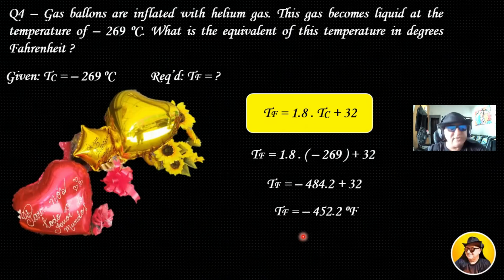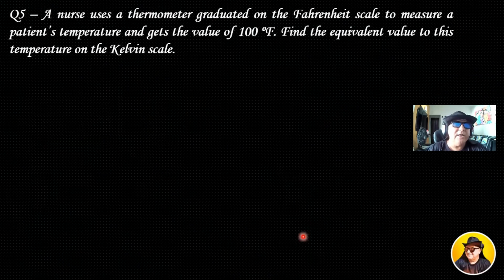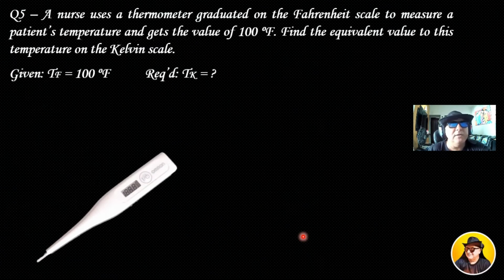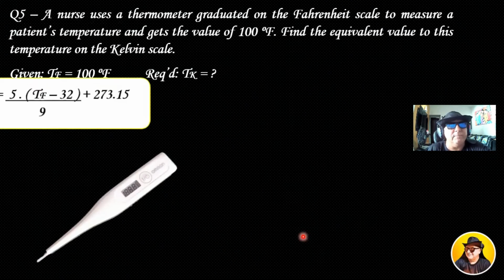Let's go. So far, so good. Let's see question number 5. Here it is. A nurse uses a thermometer graduated on the Fahrenheit scale to measure a patient's temperature and gets the value of 100 degrees Fahrenheit. Find the equivalent value to this temperature on the Kelvin scale. So we have here a thermometer. All right, so what was given? TF, 100 degrees Fahrenheit, and required TK, Kelvin temperature.